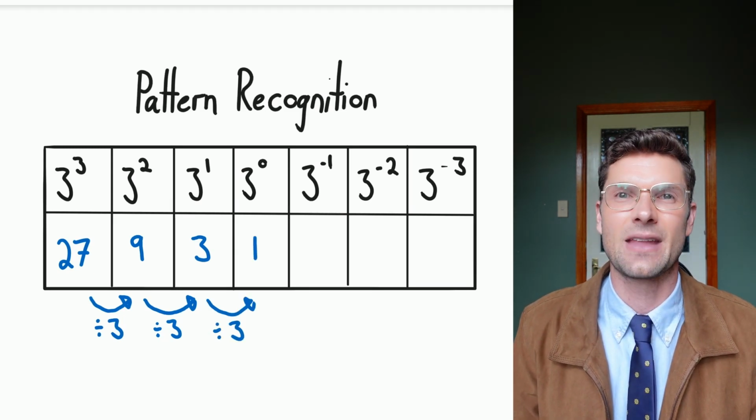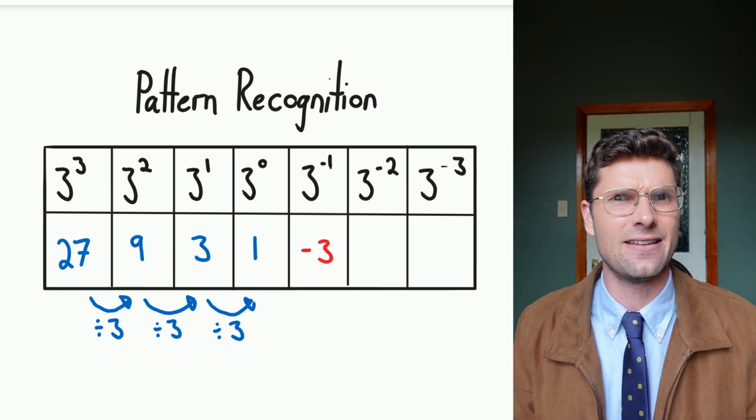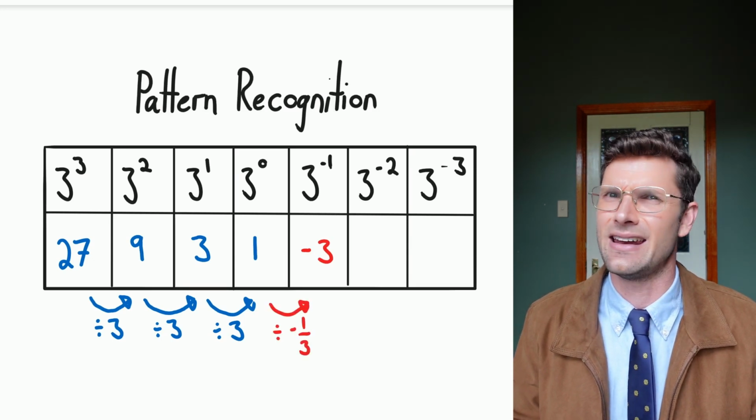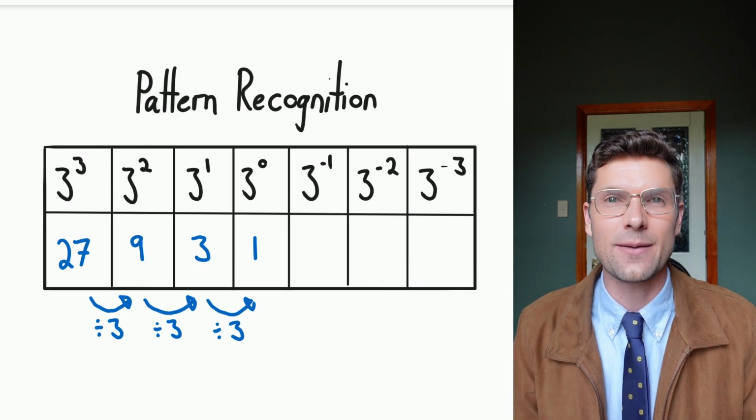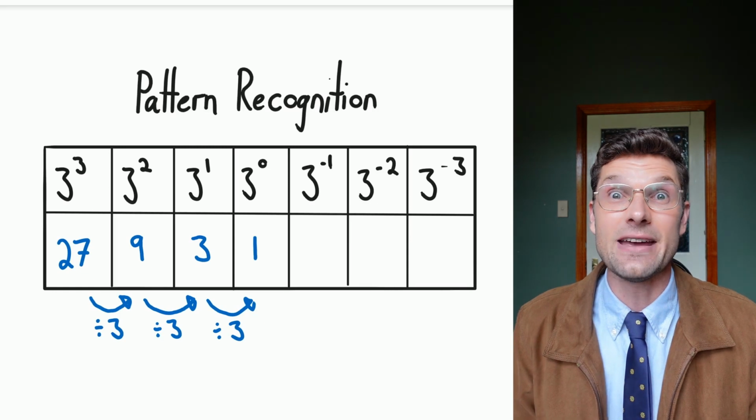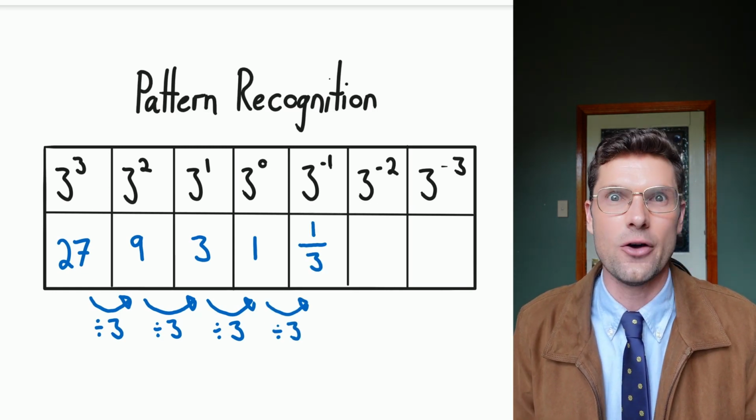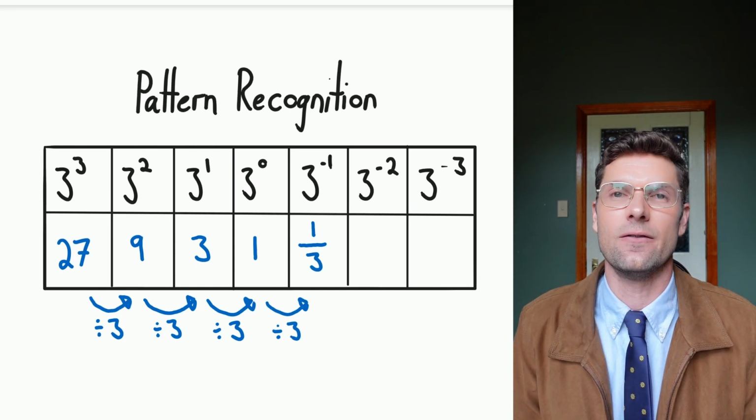divide by 3. It doesn't really make much sense for 3 to the power of negative 1 to be negative 3. To get from 1 to negative 3, I would have to times by negative a third, and that doesn't fit the pattern at all. What does make more sense is that the pattern of dividing by 3 will continue. That means 1 divided by 3 is equal to 1 over 3. We know that pretty easily. And this is the answer for 3 to the power of negative 1.